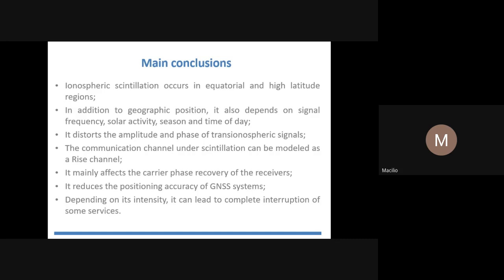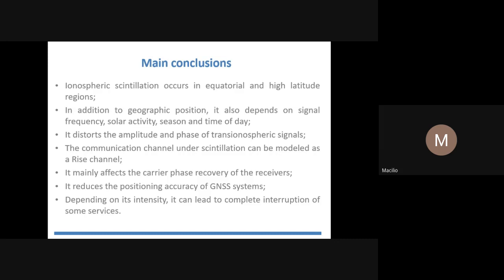If you have any questions, please. First of all, thank you for the nice presentation. The question is about this: it depends on the signal frequency. So it means if you go to higher frequency, the effect is stronger? Yes. When you increase the frequency, the intensity of scintillation goes down.